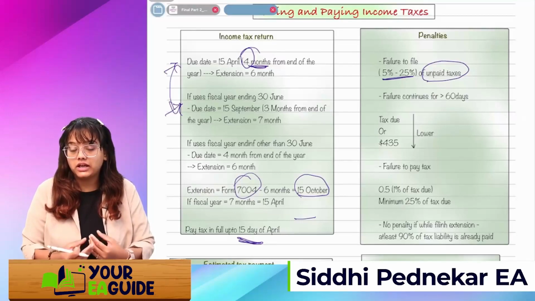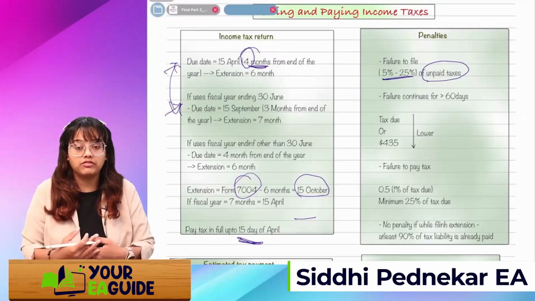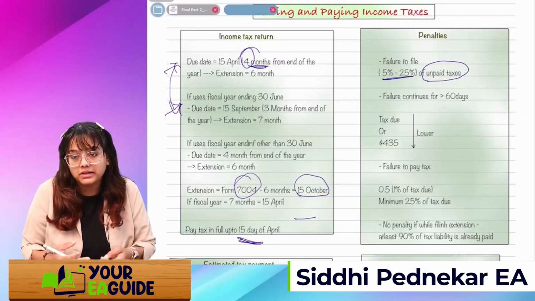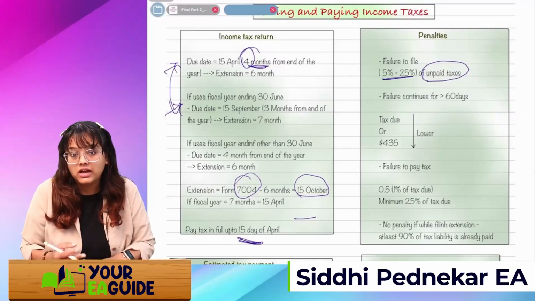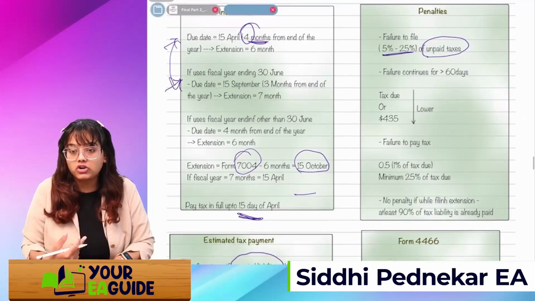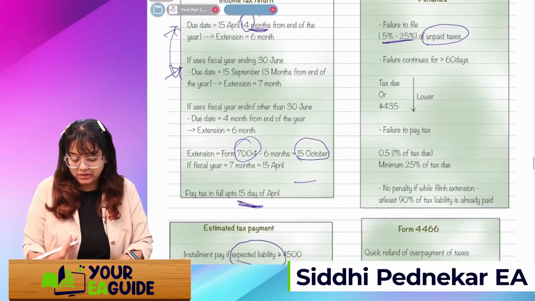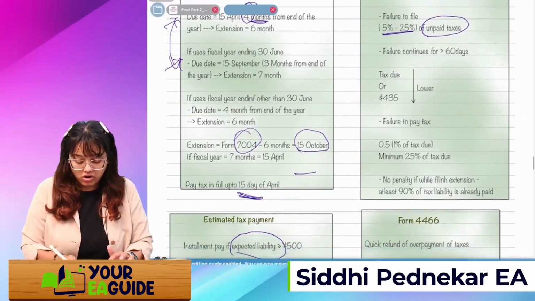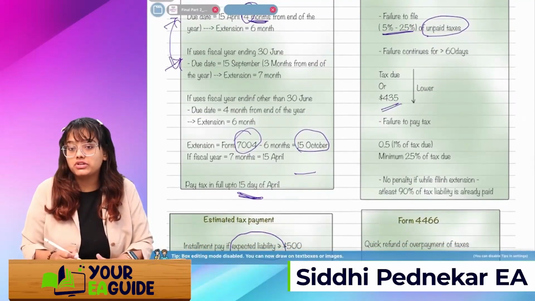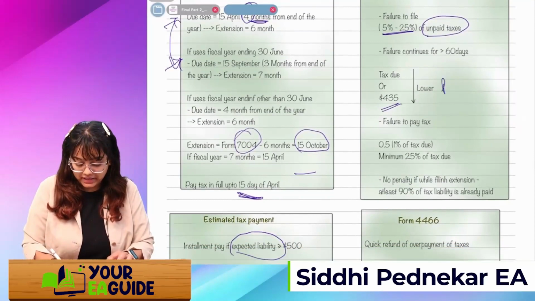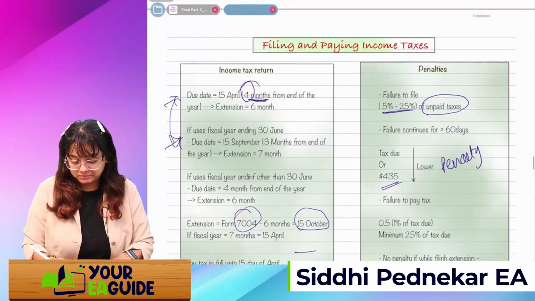And if the failure continues for more than 60 days, right? If I have received the notice to file the return, like I have a due date, for example, and I have not filed the return, and that failure continues for more than 60 days, then what will happen? Whatever is the tax due or $435, whichever is lower, will be the penalty which I'll have to pay.